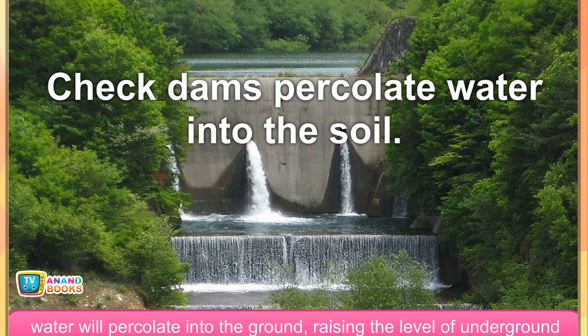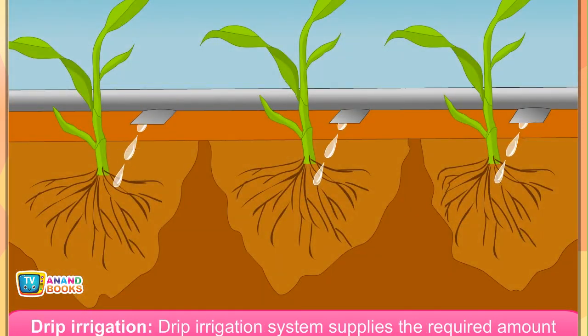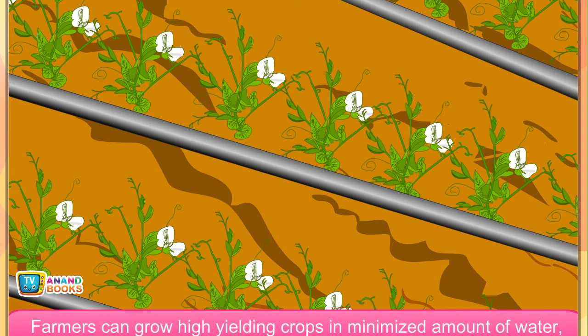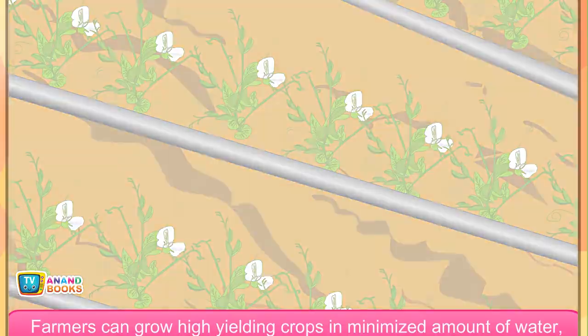underground water. Drip irrigation. Drip irrigation system supplies the required amount of water only around the roots. It minimizes the use of water. Farmers can grow high-yielding crops in a minimized amount of water, thus saving water.